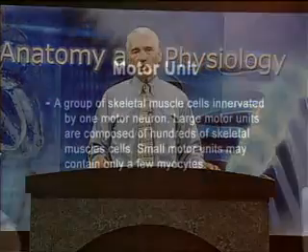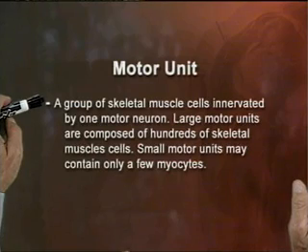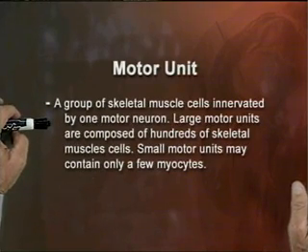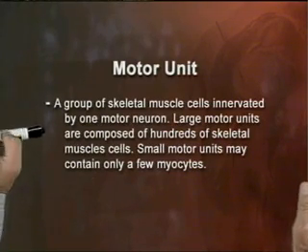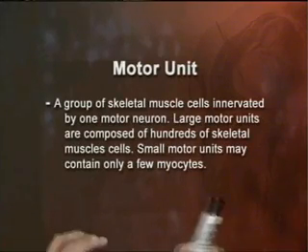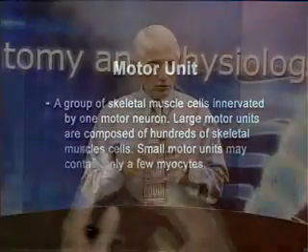All right, let's look at a graphic that summarizes what we meant by motor unit. We've talked about this a while ago. We said it's a group of skeletal muscle cells innervated by one motor neuron. Large motor units have hundreds of skeletal muscle cells in them, and the small motor units may contain only a few muscle cells. Now, does anybody have any questions about that general view of contraction? I know we kind of blew through that quickly. I don't want you to understand the detail; I want you to get the big picture.